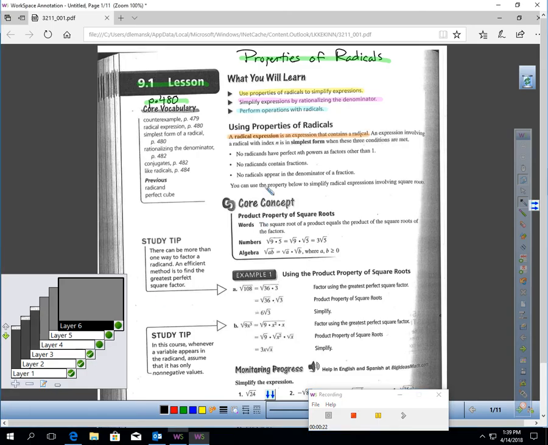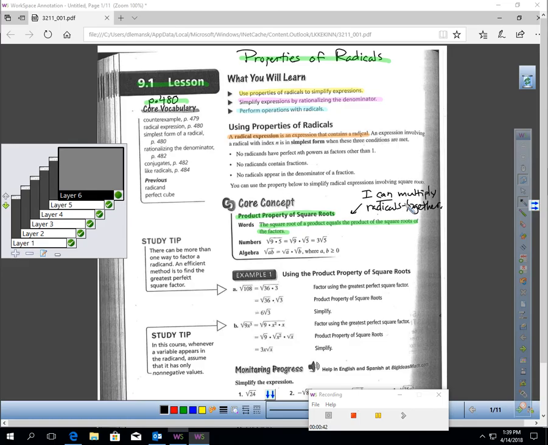Now, a radical expression is an expression that contains a radical. And there are two key properties we have to understand before we continue. The first one is the product property of square roots. Here's what this is trying to tell you: I am allowed to multiply radicals together. For example, let's say I had the square root of 3 times the square root of 5. I am allowed to combine those together into the square root of 15. I can multiply radicals together.